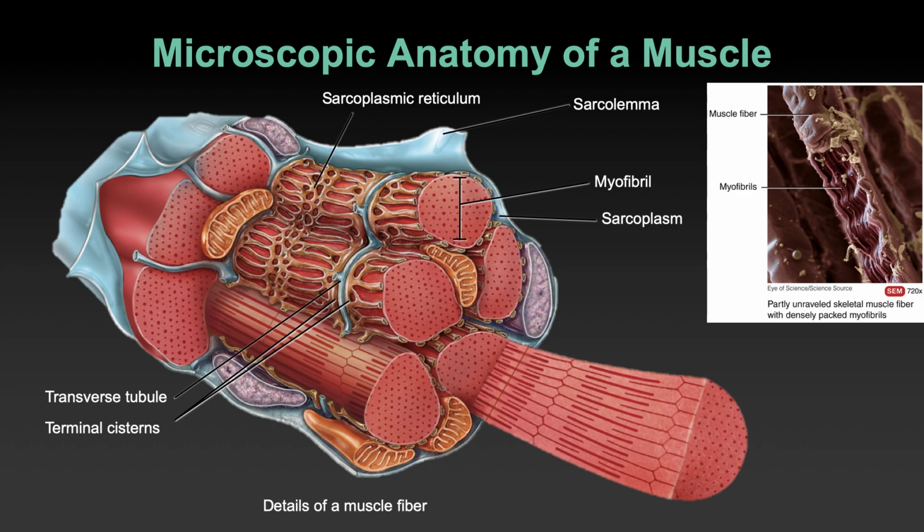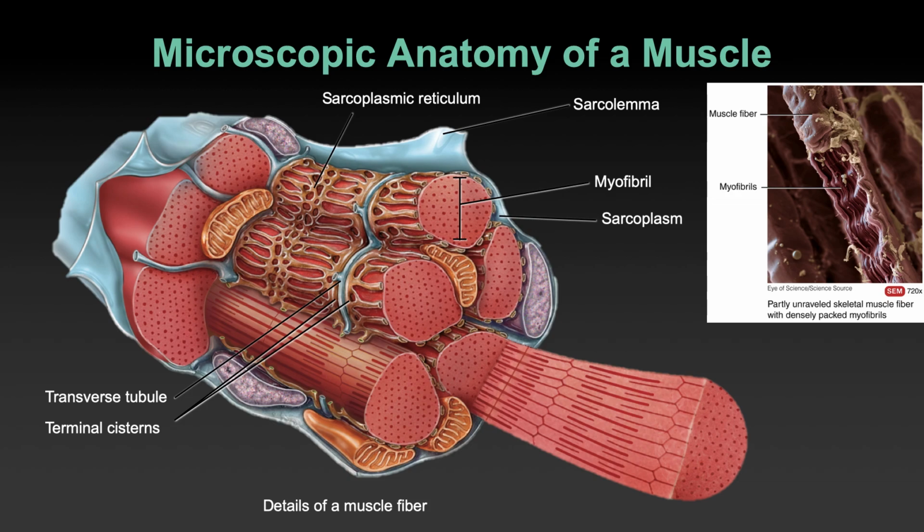The terminal cisterns are part of the sarcoplasmic reticulum, but they are just right next to the T-tubules. These are what register a signal from outside the cell. This is where the action potential is translated into action inside the muscle cell. That will become clear later on.